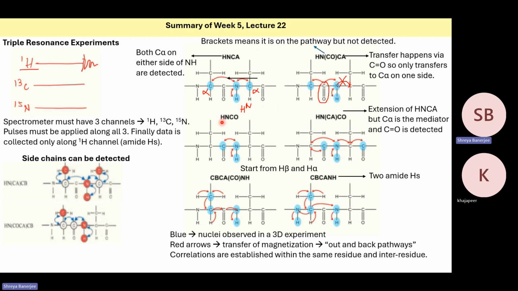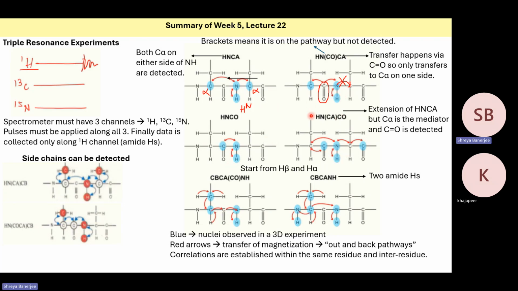Then you have the HNCO experiment, which is a much shorter experiment where the transfer starts from the amide hydrogen, goes to the amide nitrogen, and then the carbonyl carbon of the previous residue. And then it again goes back to the amide hydrogen where it is detected. So it is called HNCO.